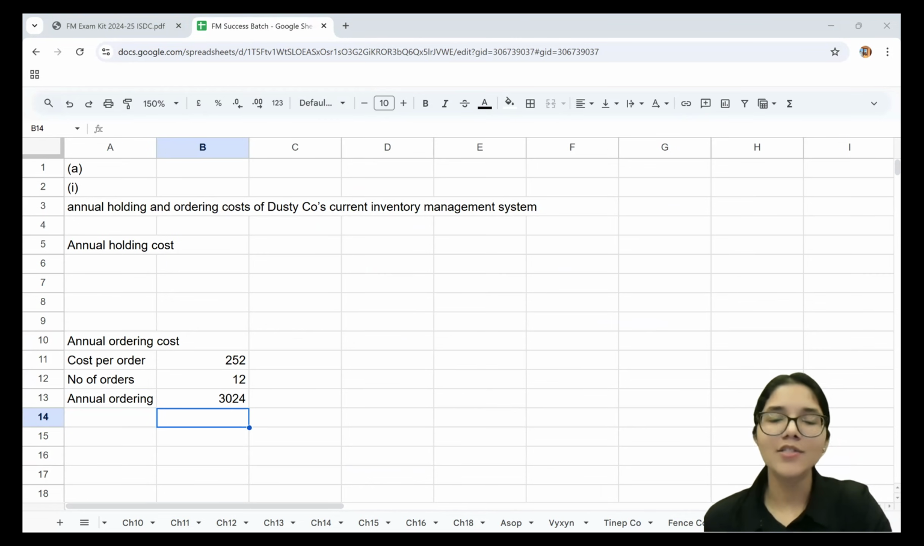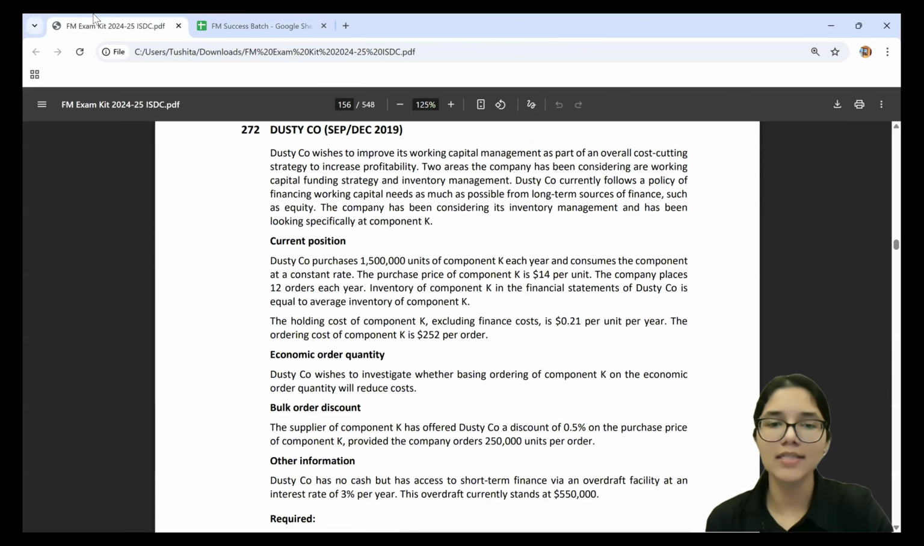Okay. Now let's talk about the holding cost. What have you learned about the holding cost? How do you find out the holding cost annually? EOQ divided by 2 multiplied by the holding cost per unit. Here they are not using the EOQ model. So how do you find out the average inventory? Their current order size. They are telling you that they are ordering these many units over the whole year, and they are placing 12 orders every year. Using this information, can you find out the number of units that they order in one go?